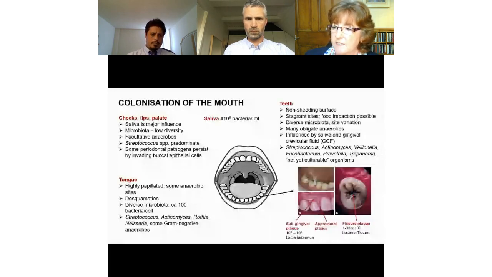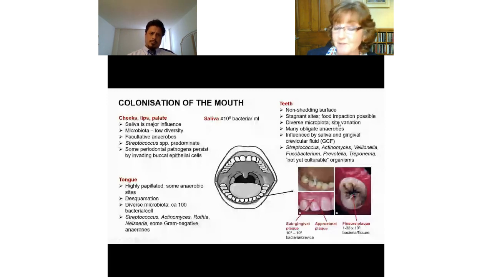With the teeth, as I said, it's unusual in having this permanent non-shedding surface, but what that creates is another variety of sites that organisms can colonize, and these can include sites that can become quite stagnant. So you can get quite different populations gathering in these stagnant sites, and you can get very diverse microbiota associated with teeth, but with quite a lot of site variation as you go around the teeth.